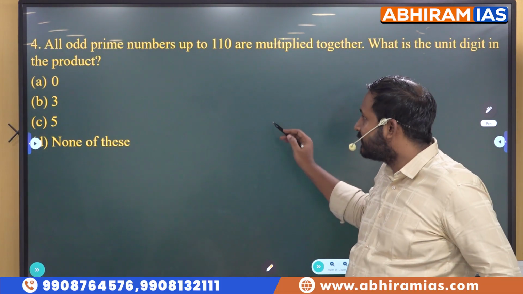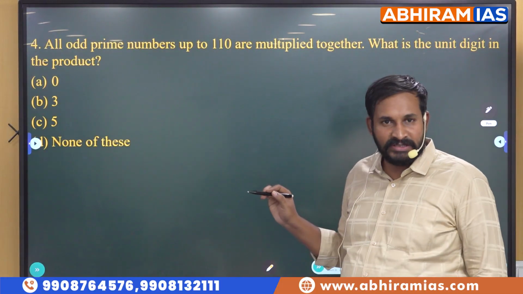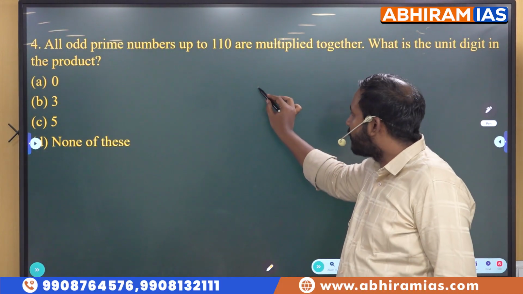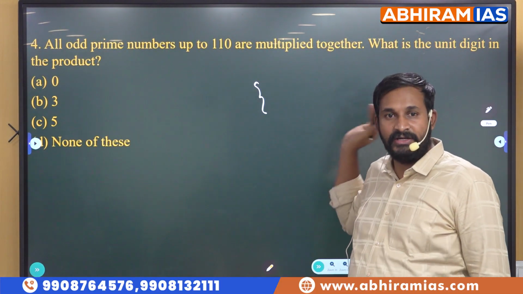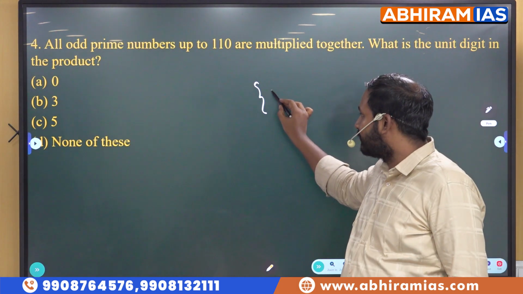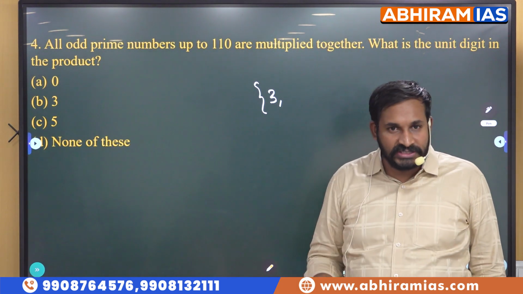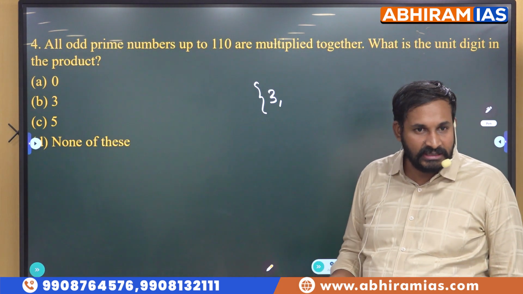This one question. See, all odd prime numbers means, first of all, tell me, what is the set I need to take here? From 3. I should not consider 2. Even though 2 is a prime number, we will not consider that 2.